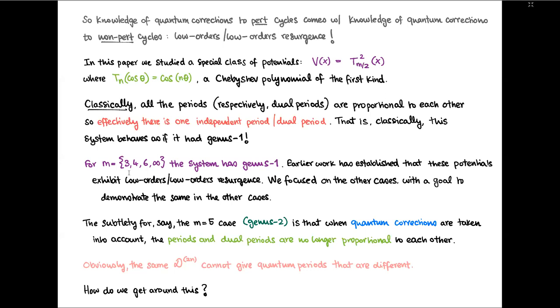Good. But the rest of the guys, apart from these, everyone else is actually of degree m. And in general, they're not genus 1 at all, by no means. So earlier work by Basar, Dunne, and Ünsal had established that these potentials exhibit low orders of resurgence, and they constructed these differential operators for these special cases. And what we wanted to do was, because these were a very nice class of potentials that have some nice properties, even classically, which I will talk about right now.